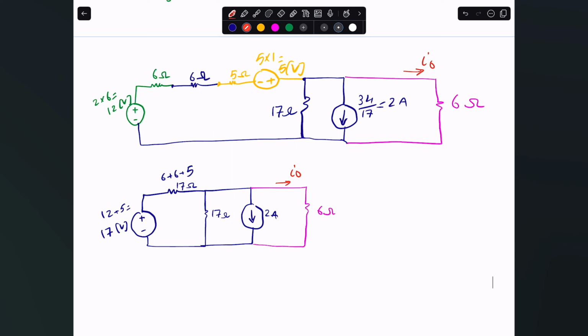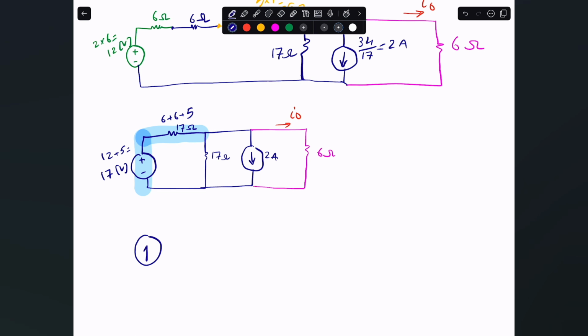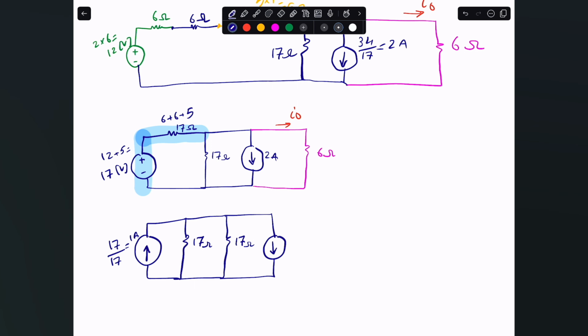All right, and I believe now we can do a little bit in here. For example, we can convert these two here together into a current source in parallel with a 17. So let me just do that. That becomes a positive to the top, and that will be 17 divided by 17, and that's simply 1 amp, and it will be connected to 17 ohms in parallel with the other 17 ohms, in parallel with a current source going downwards, and that's 2 amps. And then the last element is the element I'm interested in, which is the 6 ohms in here, and the current I'm interested in is I naught.